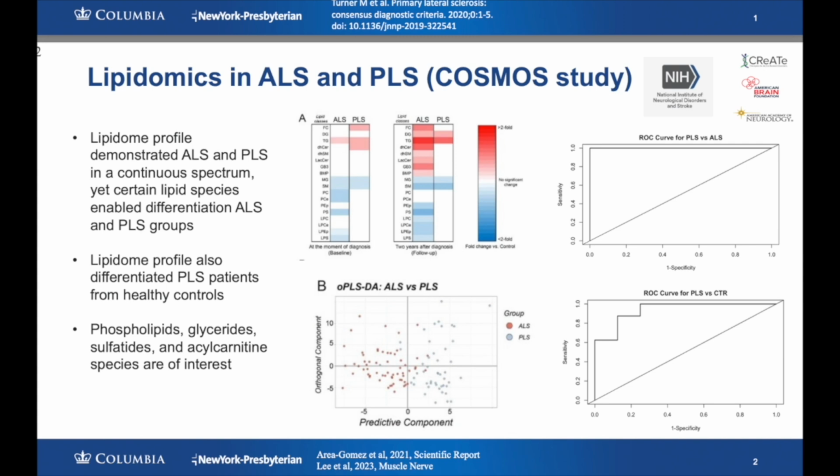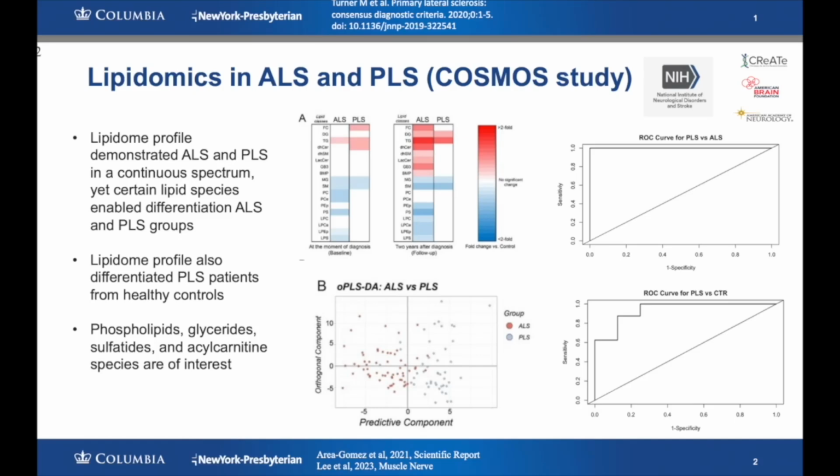And a similar observation can be seen with lipidomics. So in our study of the ALS and PLS COSMOS cohort, about N of 100, ALS 40, PLS about 30, and healthy controls, we observed increased and decreased concentrations of various lipid classes, as you see in figure A, among ALS patients, red representing increased lipid concentration, blue representing decreased concentration. Similar patterns observed in PLS too, but not all the same. Strikingly, in the follow-up samples, there's a dramatic change in lipid concentration among the ALS patients, while you can see that the change is quite subtle in PLS.